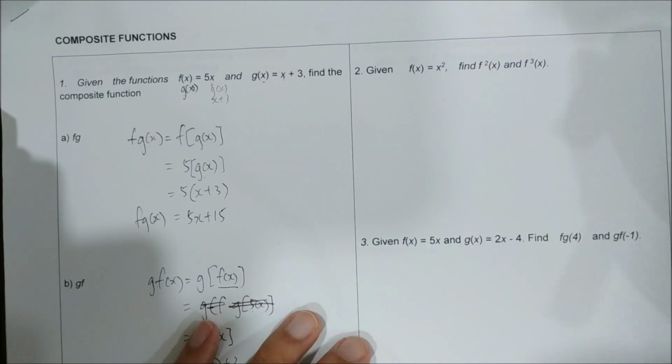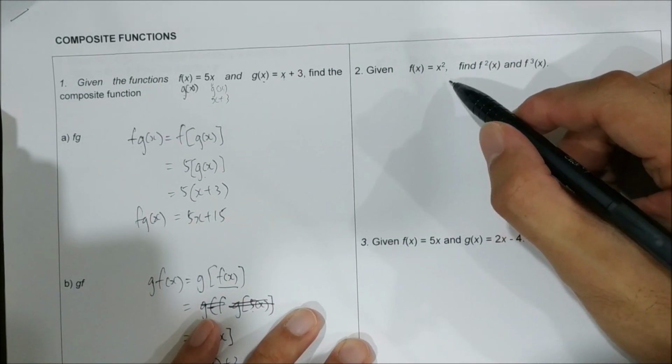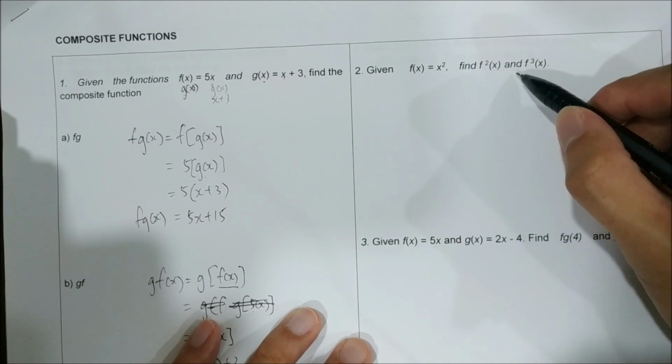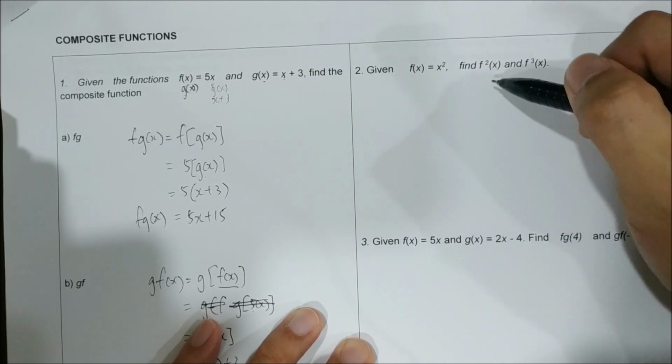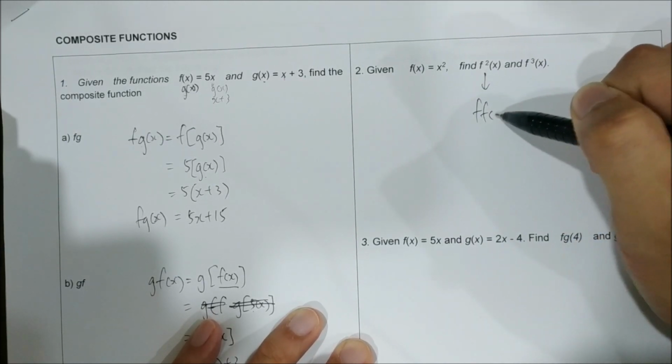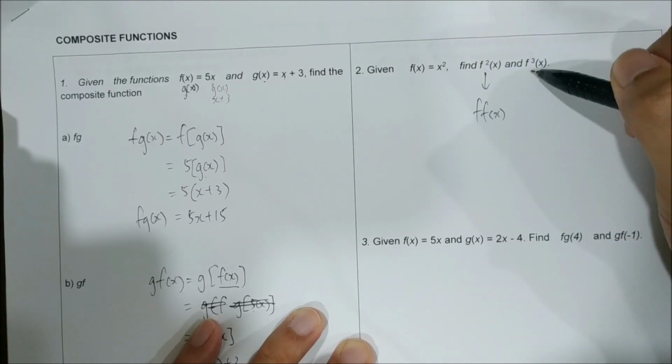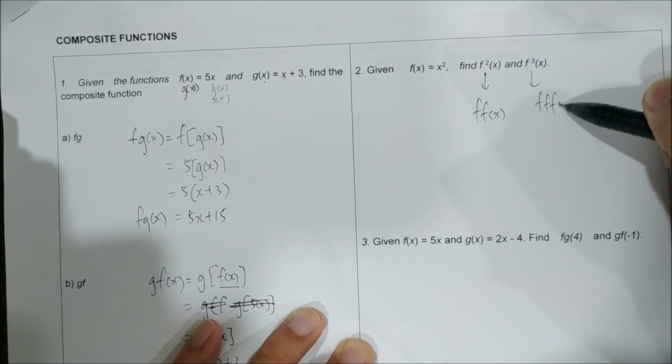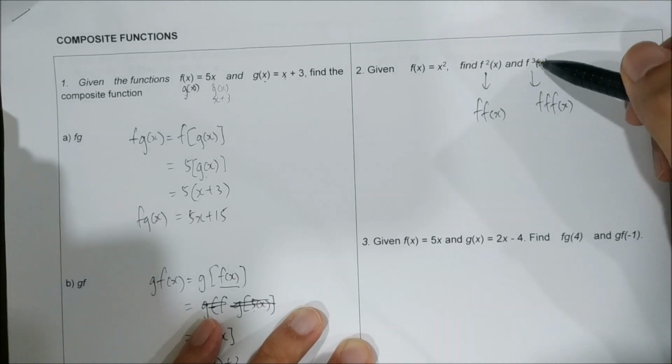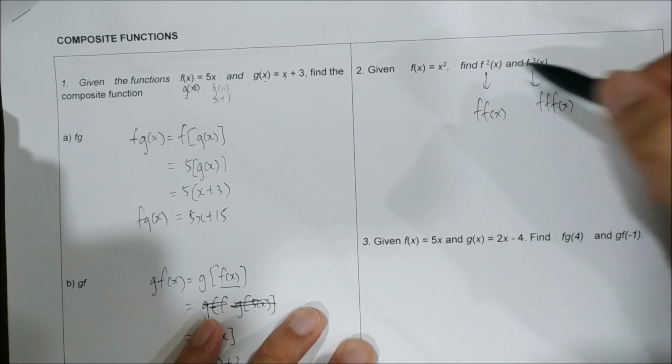Now we try the second one. Given f(x) equals x squared, find f²(x) and f³(x). So f²(x) actually here means ff(x), not the square. And here it means fff. Okay, so it's not a cube. We have to be very careful.